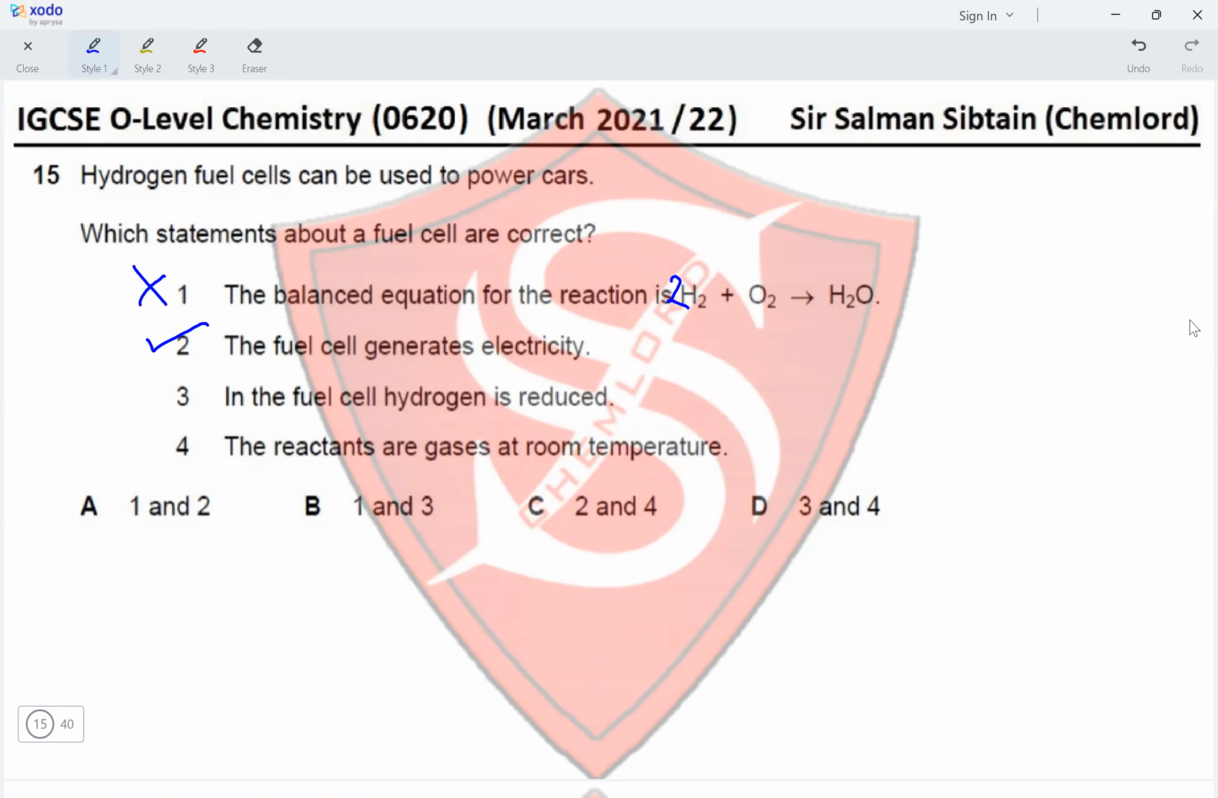In the fuel cell, hydrogen is reduced. No, hydrogen is converted into H positive ion. So hydrogen is oxidized. So this statement is incorrect as well. And the last one, the reactants are gases at room temperature. Yes, the reactants are hydrogen and oxygen gas, which are both gases at room temperature, making statement 4 correct. Since statements 2 and 4 are correct, option C is the correct option for this question.